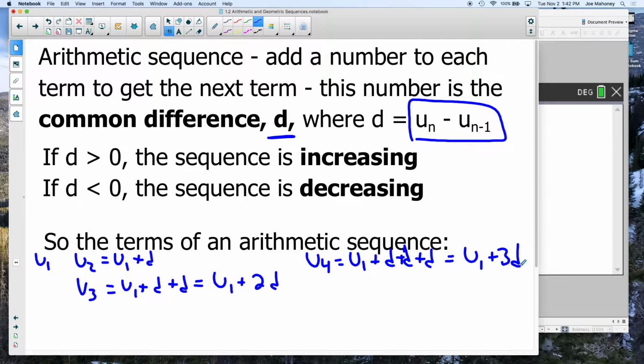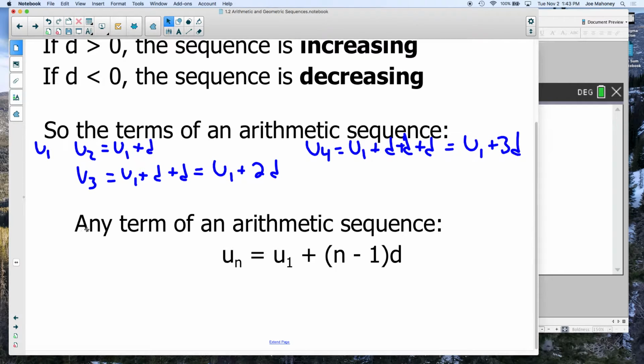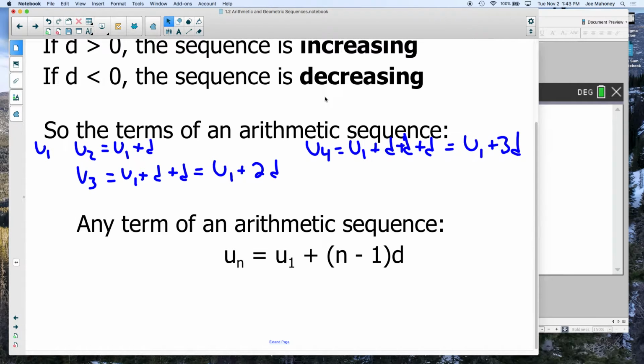Noticing that we always add one fewer common difference than the term number, we can express any term of that sequence by this formula. To find any term, u sub n, take the first term, add that to the product of the difference and the value of n minus 1. So let's play with that a little bit.